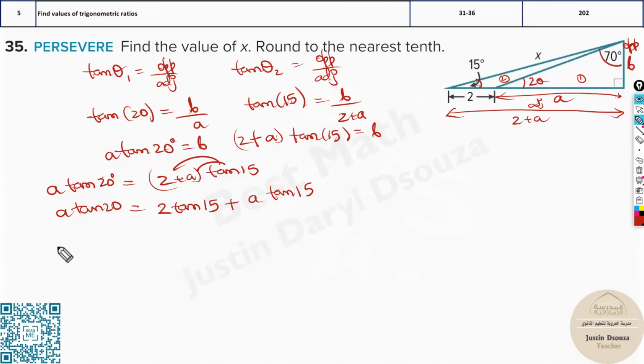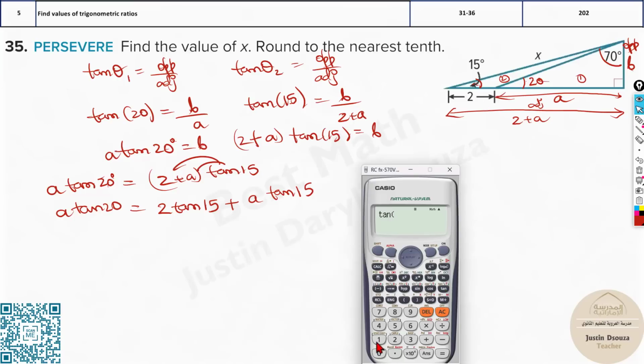So I'll take this tan to the other side. Now, how would you do that? You should know which is bigger. So let's use our calculators and check. Here, let's put tan 20 first. It's 0.36. What about 15? It's 0.26. So tan 20 is bigger. So leave this over here and take this to the other side. So it'll be A tan 20 degrees minus A tan 15 degrees, that will be equal to 2 tan 15.